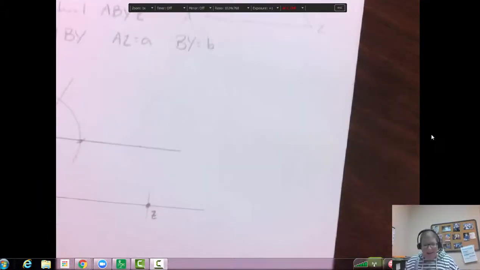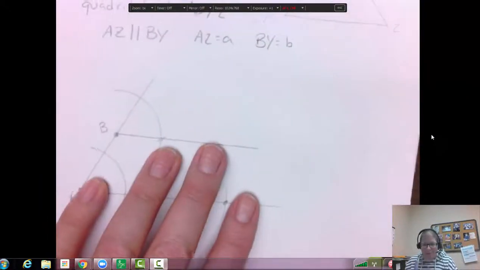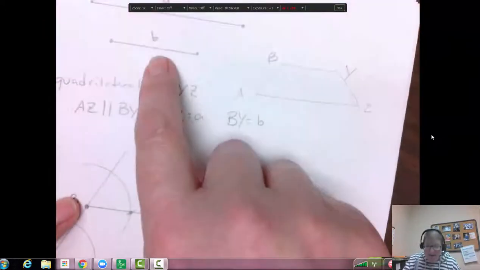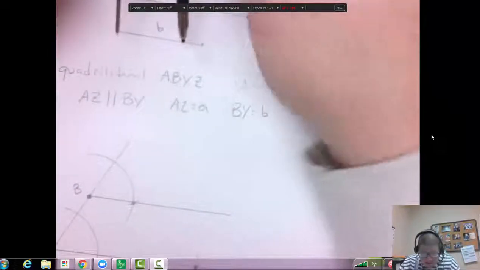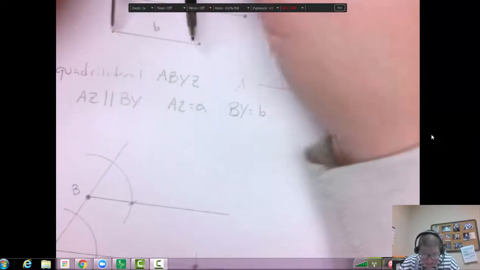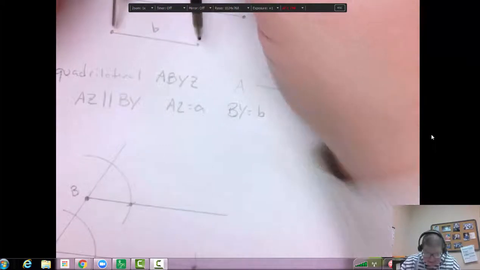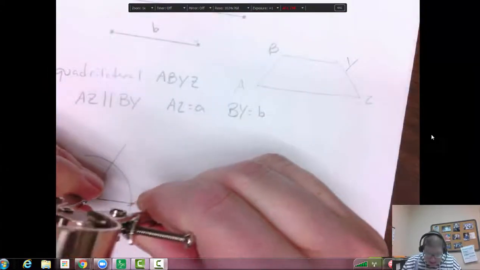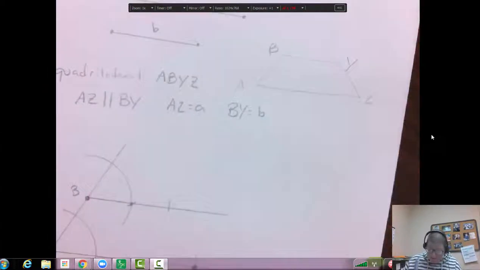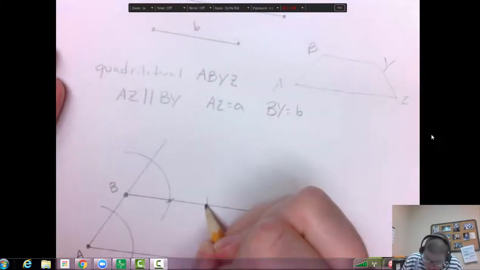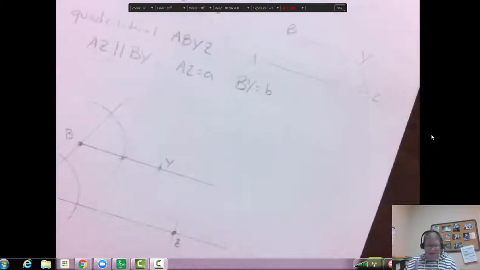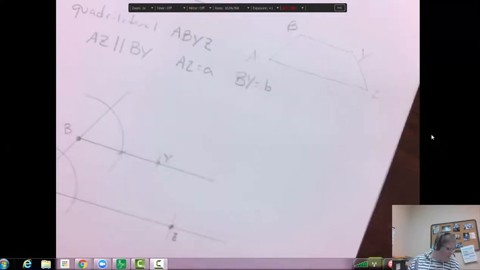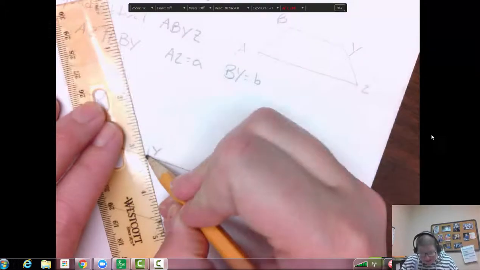And on that line, I know that that line is going to be our line BY, or little b. So I got to go up and I want to make sure it's exactly that length of B. So I'm going to open this back up, set it to B, and draw that arc here. And I'm going to make that dot. Now that's Y because that's the right length there. And then from there, here's my other side, and I'm done.